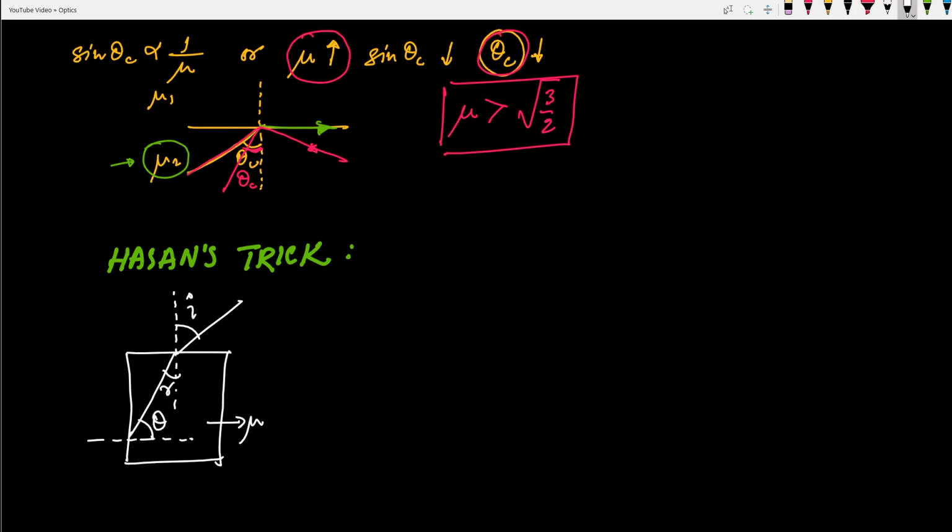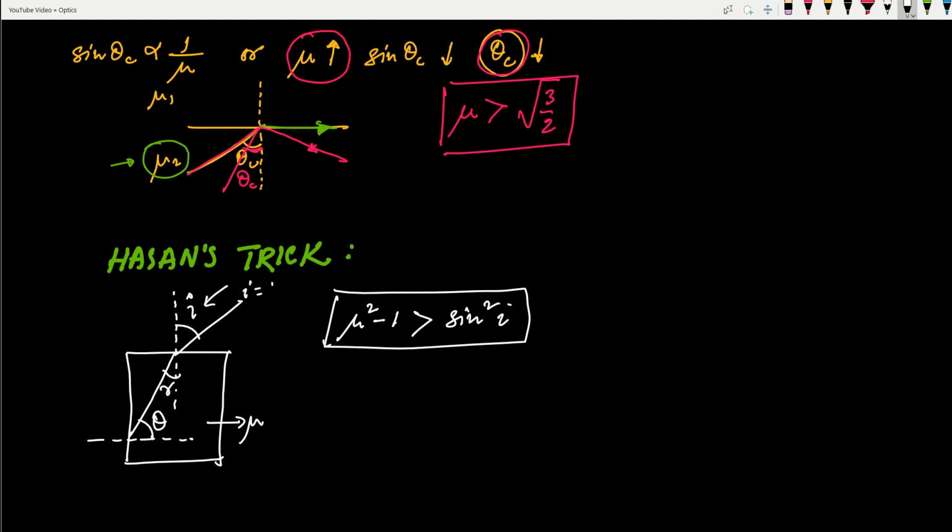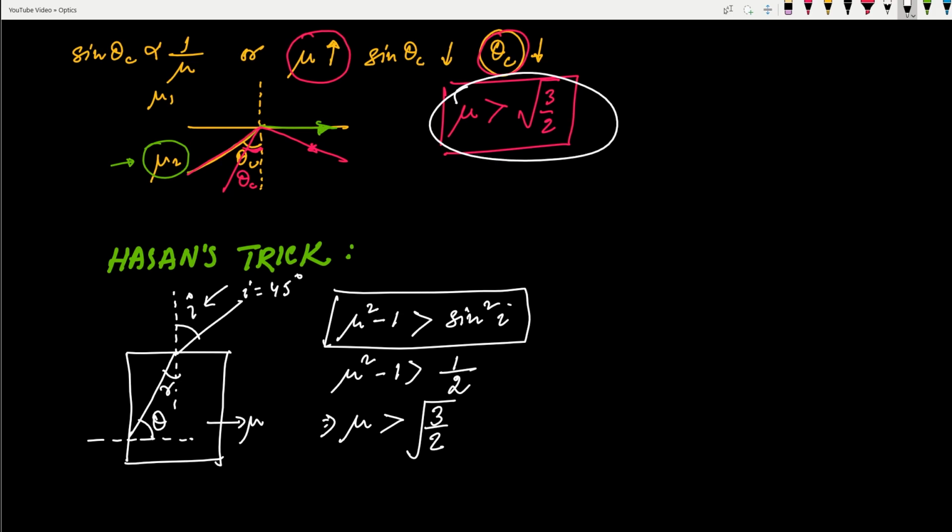The formula for this is mu square minus 1 should be greater than sine square i. Just remember this formula and you'll get the result. Now in the earlier case, it is given that i is equal to 45 degrees. Just put it here: mu square minus 1 is greater than sine square 45, which is 1 by root 2 square, that is half. So mu is greater than the square root of half plus 1, which is root 3 by 2. See, we got the result. So just use this formula and you will get this result within 5 to 10 seconds. I hope the concept is clear. Now let's move on to our second numerical.